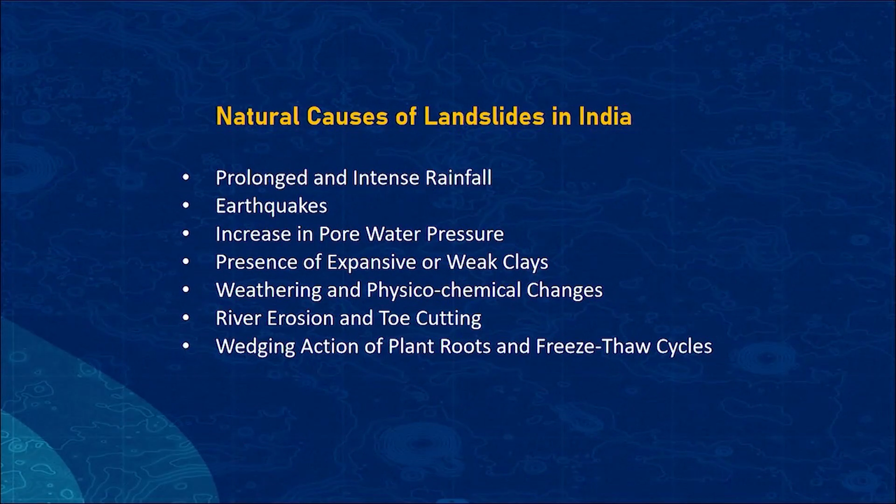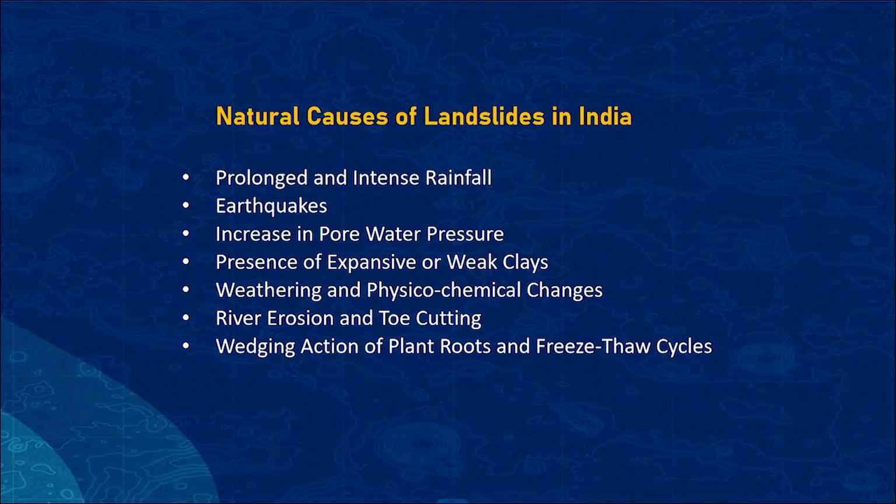Weathering and physicochemical changes. Over long periods, weathering gradually breaks down and weakens rocks and soils on slopes. This natural process happens through physical actions like temperature changes, freezing, or water pressures, and chemical reactions such as water dissolving materials or acids reacting with rocks. Weakened rock and soil lose strength, making slopes more prone to sliding, especially when heavy rain adds weight and pressure.